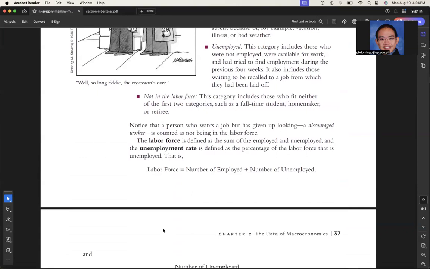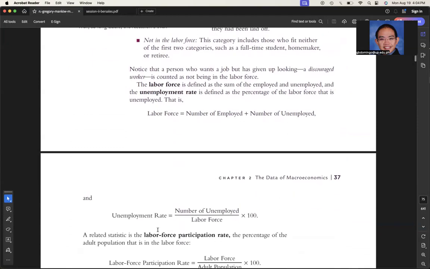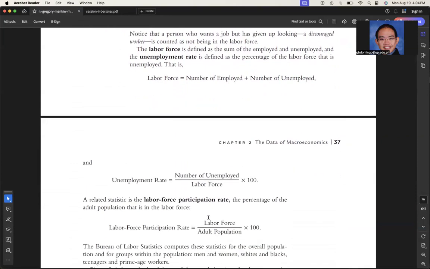So the labor force is defined as the sum of the employed and unemployed. The unemployment rate is defined as the percentage of the labor force that is unemployed. That means labor force is the sum of employed and number of unemployed, and unemployment rate is simply the number of unemployed divided by labor force. The labor force participation rate, which is something the Philippines also calculates, is the labor force divided by the adult population.